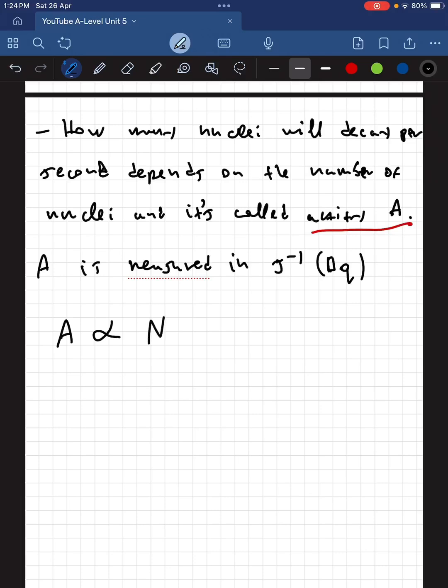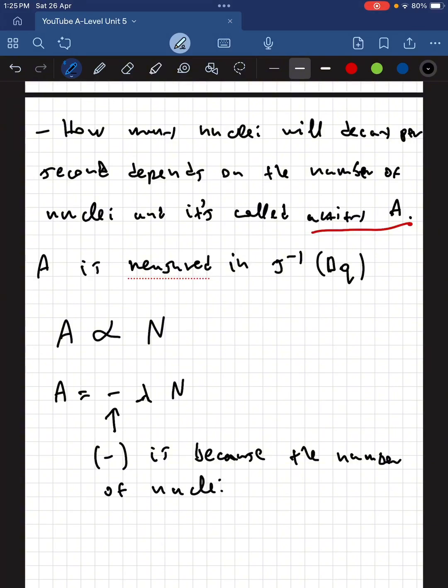Okay, so what I'm trying to say is that if A is the number of nuclei that decay per second, that's going to be proportional to the number of nuclei, okay? And the proportionality constant is lambda, the probability that the nucleus decays per second. And the minus sign is because the number of nuclei reduces.